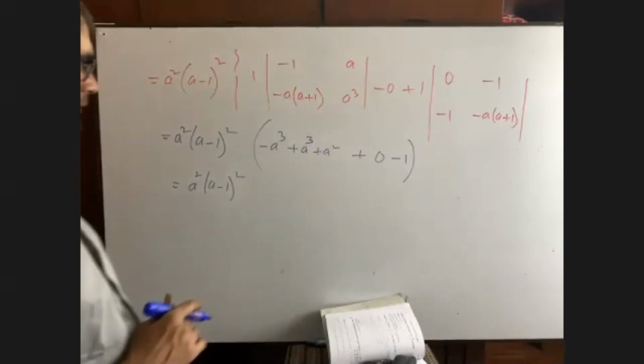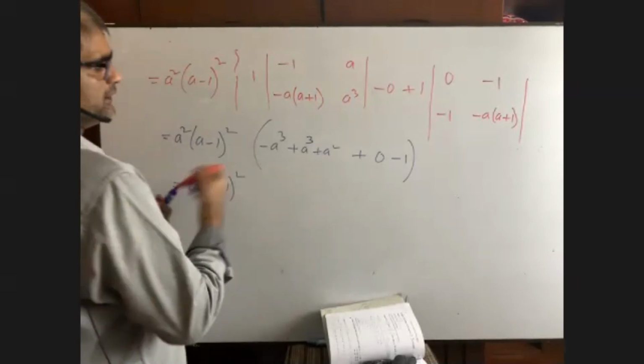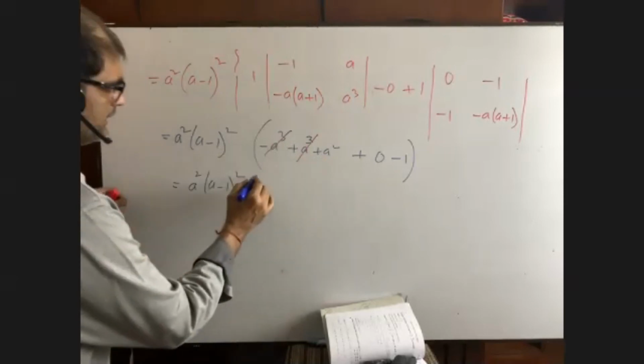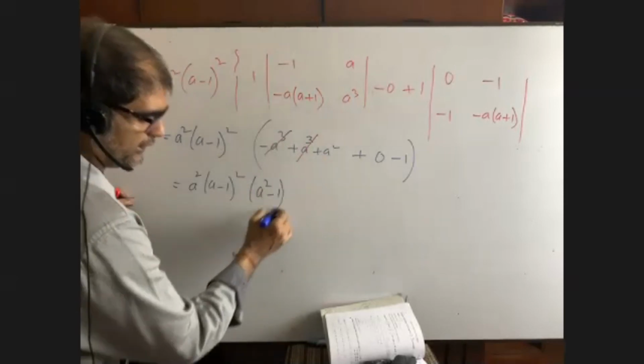Now it is okay. Actually, we were mistaken only in this part. The a cube will be omitted, so we are left with a square minus 1. And it is our right hand side, math is done.